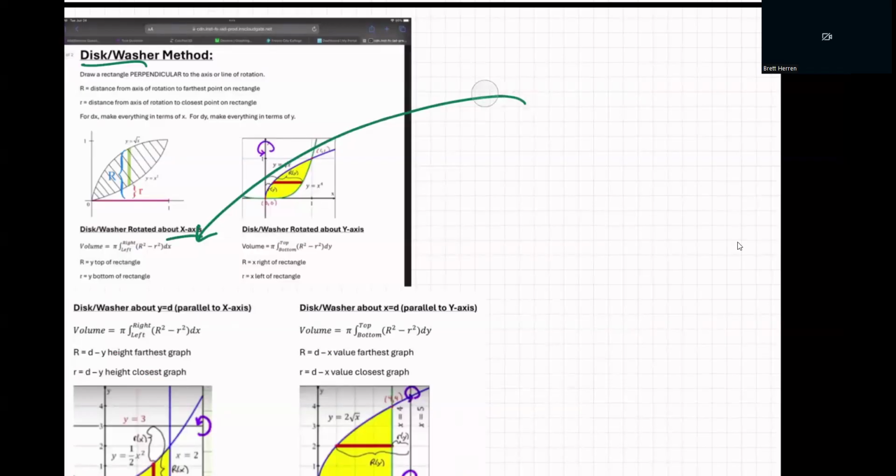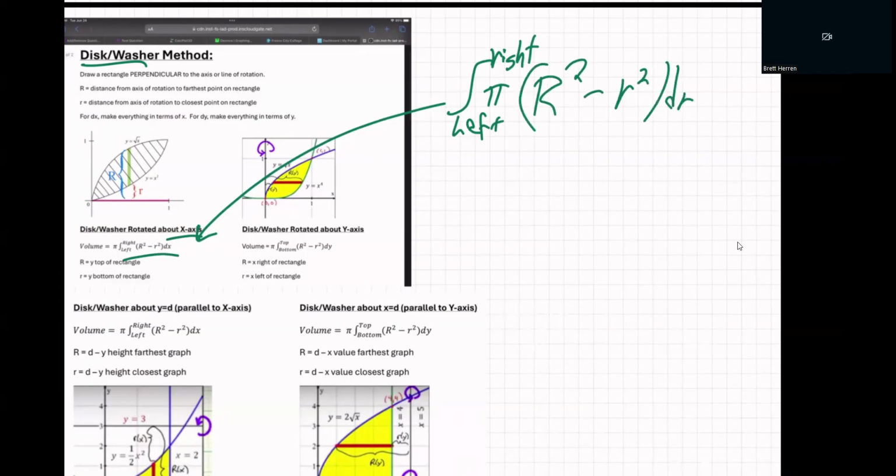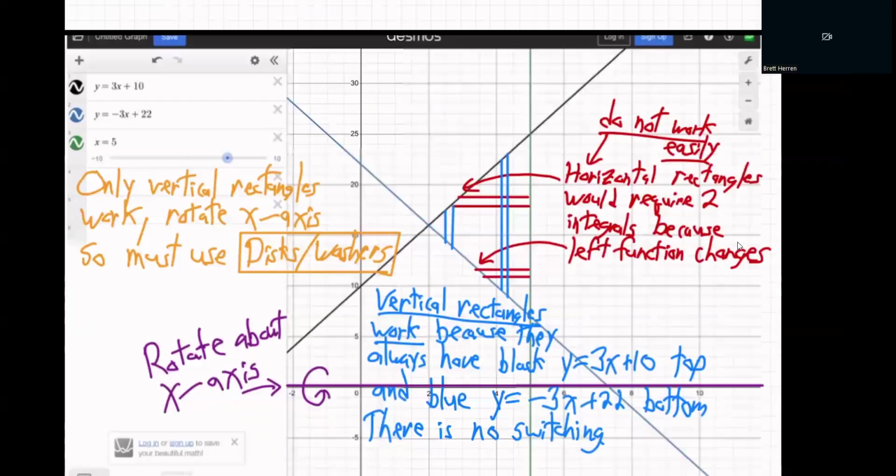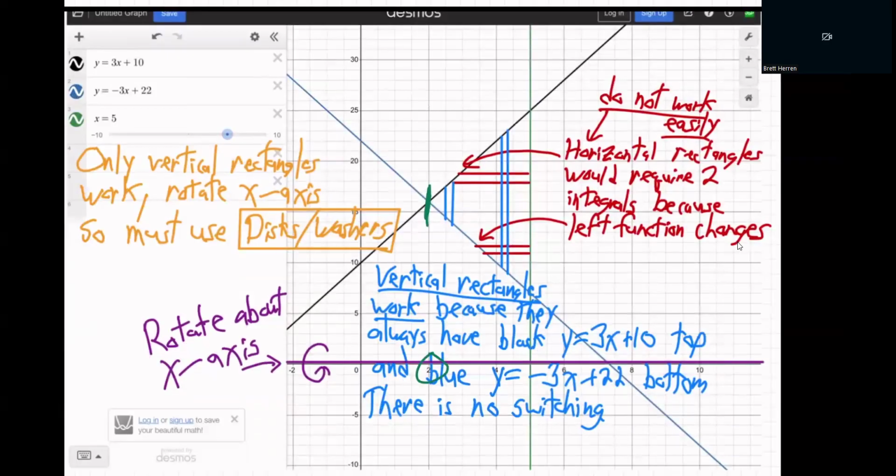So our integral then will be, what does it say? Pi, integral from left to right, just grabbing this right here, capital R squared minus little r squared dr. So that's going to be integral from left to right. So now we go back and look at our function. So left, right, you can see the left side here is at 2. The right side, this is 5 right here. That's our region from 2 to 5.